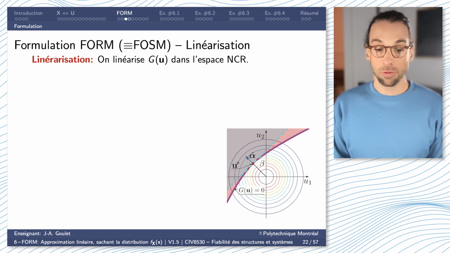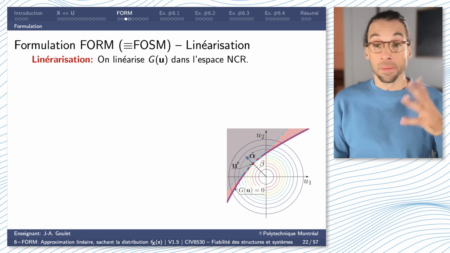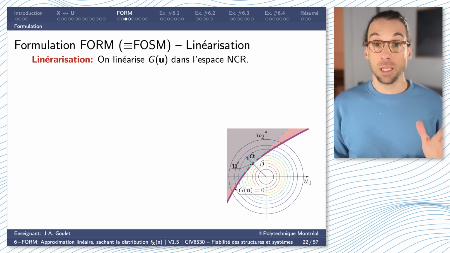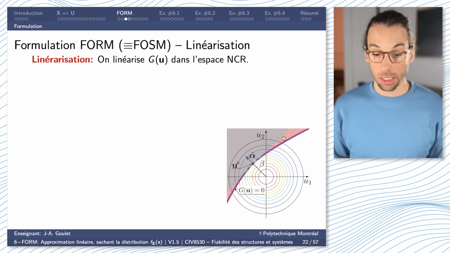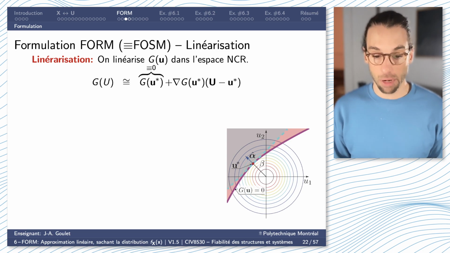So if we look at the formulation of FORM, we're going to see that the formulation is entirely analogous to what we saw with FOSM. What we want to do is to approximate our limit state function in the standard normal space. So our g of u, we want to approximate, in this case, the limit state surface by a line, or the limit state function by a plane.